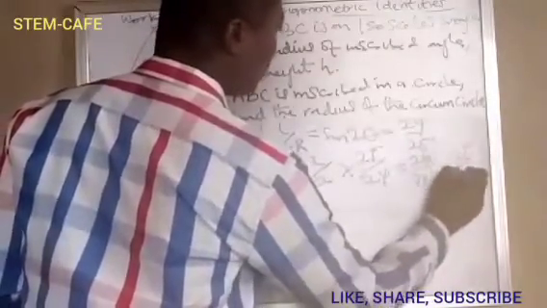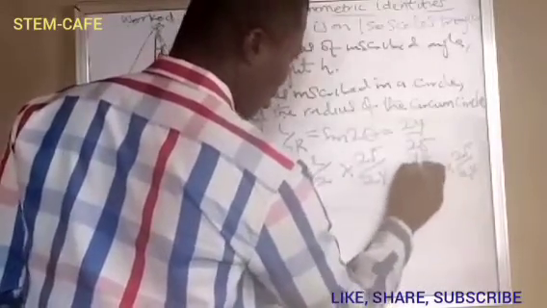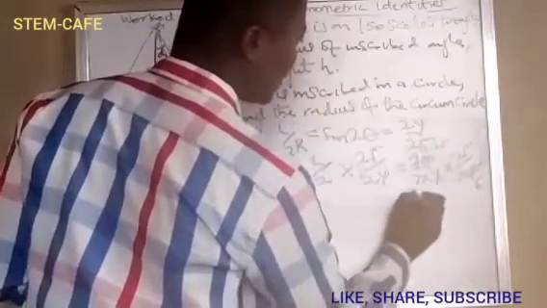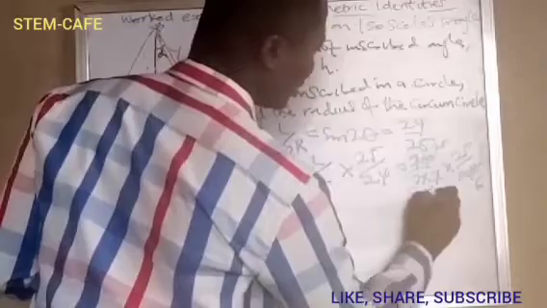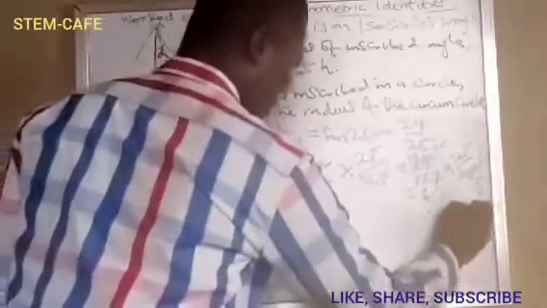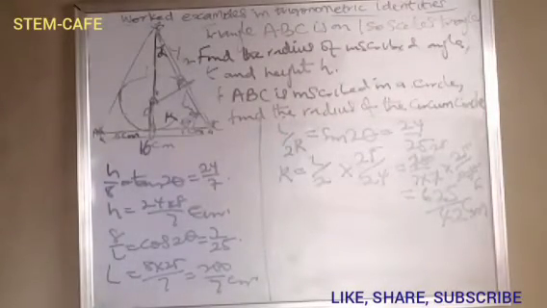times 25 over 24. So 100 here, 4 here, 6, 25. So I'm going to get that the radius will be 625 over 42 centimeters. I can also look at it using Pythagoras theorem.